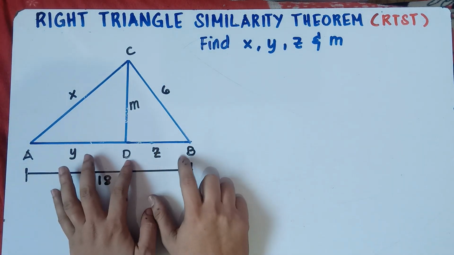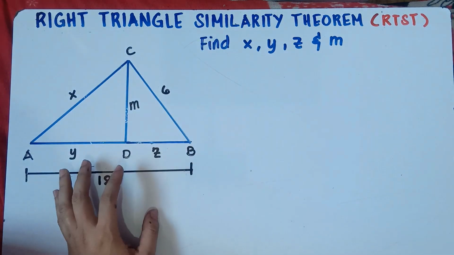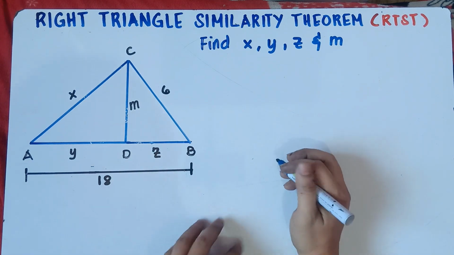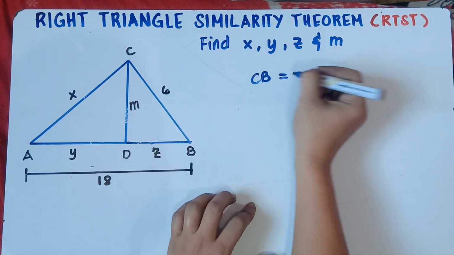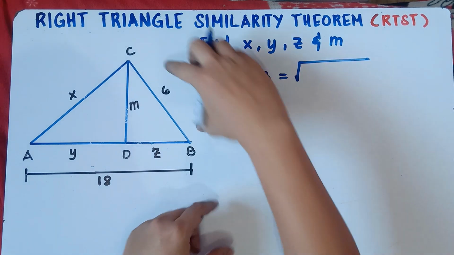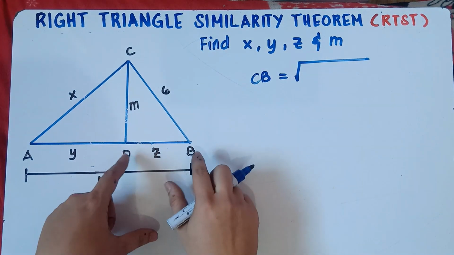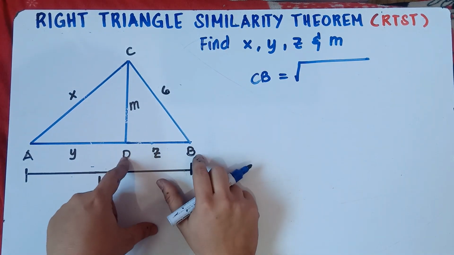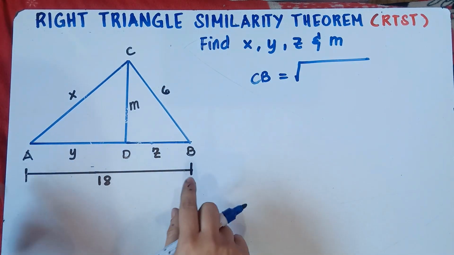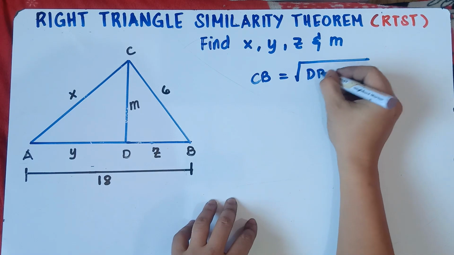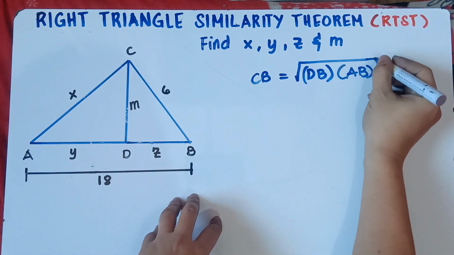We don't have DB. This is z. So we can find z using this leg formula. To find z, this will be CB. CB is equal to the square root of, once again, if you're looking for this leg, the square root of this side, DB, the small segment near CB, then the hypotenuse. So that will be DB times the hypotenuse, that is AB. That's how you find the leg, class.